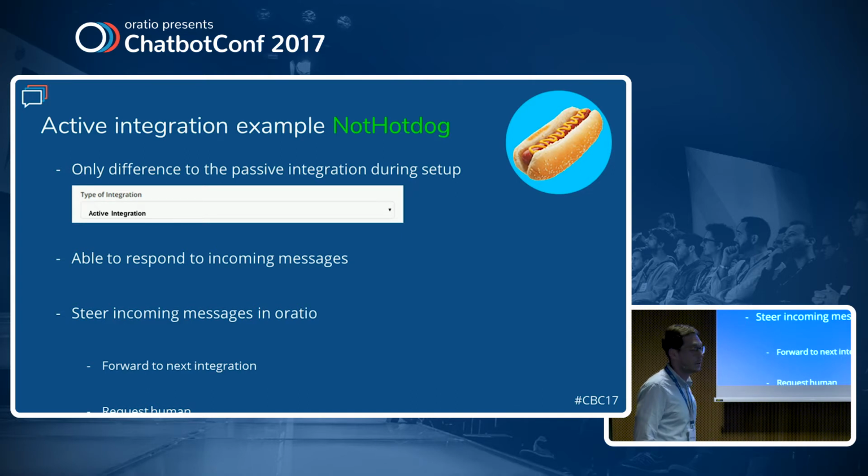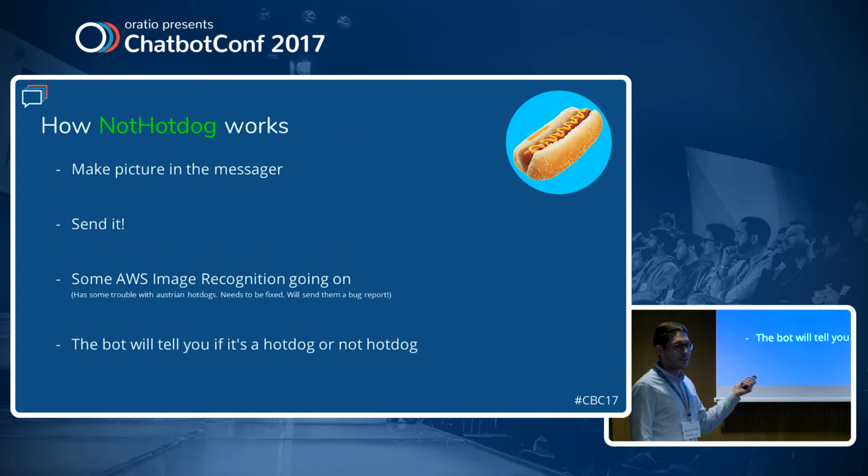I created, for example, for an active example, the not hot dog bot. Does anyone know Silicon Valley? Is it serious? Yeah? Oh, nice. Awesome. Everyone else, really, come on. How the not hot dog bot works is you just make a picture, send it to this bot, and I use just some AWS image recognition. It has some problems with Viennese hot dogs, but I will report that. They have to learn that. That's it, and it should tell you if it's a hot dog or not.